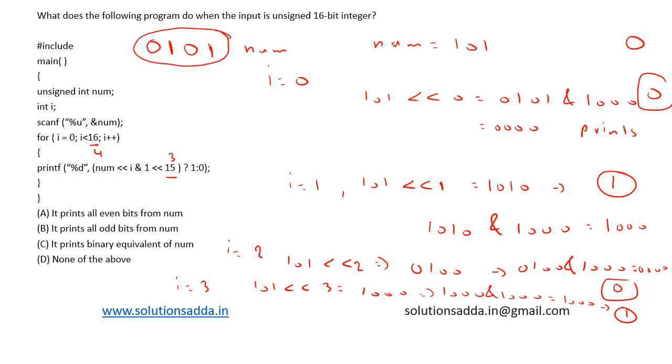Now this can be extended to a 16-bit integer also. So this code essentially prints the binary equivalent of the number. So based on the options, option C, it prints the binary equivalent of the number. It is the correct answer here.